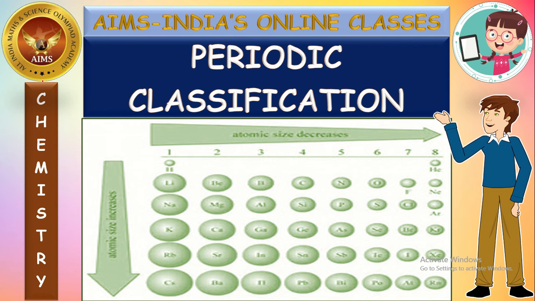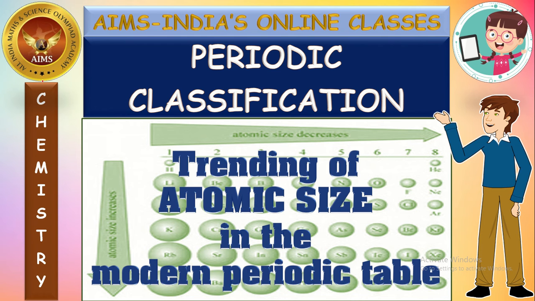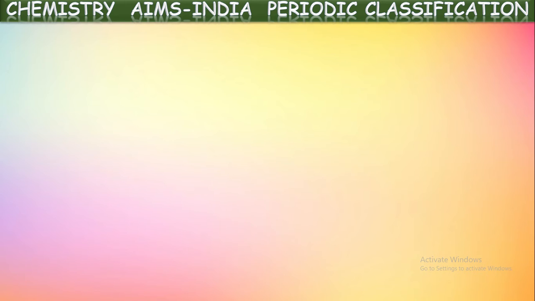Now, in this session, we are going to see atomic size, the trend of atomic size in the modern periodic table. What is atomic size, how it is measured, and how it varies in the groups and periods of the periodic table. These points we are going to see now.